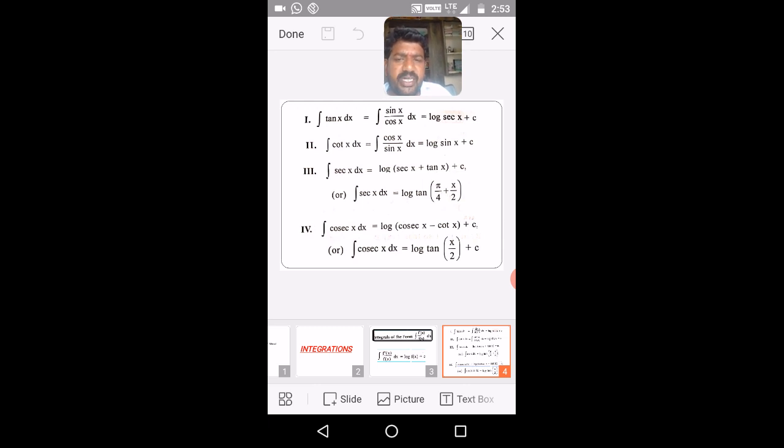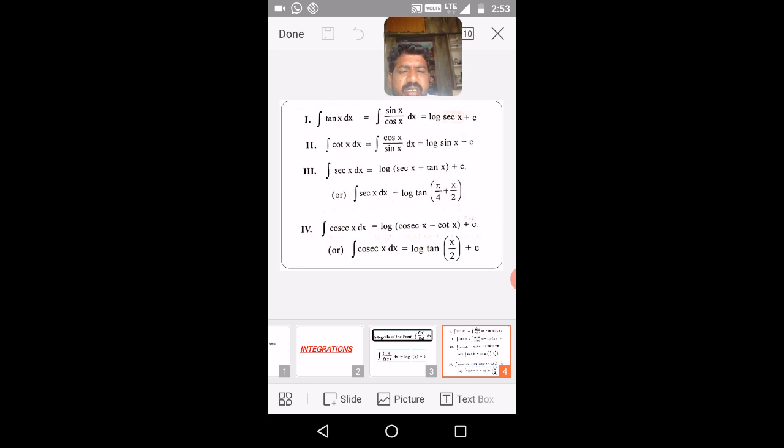Again integration of cot x dx: cot x is cos x by sin x. Again the derivative of sin x, which is in the denominator, is cos x in the numerator. So simply in the form of integral f dash x by f of x dx, it is log f of x, so log sin x plus c. In a similar way, the integration of sec x dx is also evaluated. Finally you get log sec x plus tan x plus c, or log tan of pi by 4 plus x by 2.